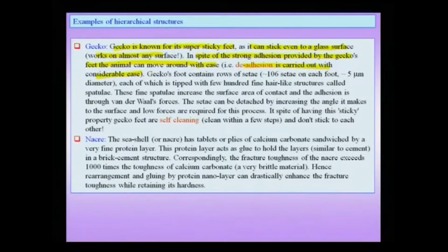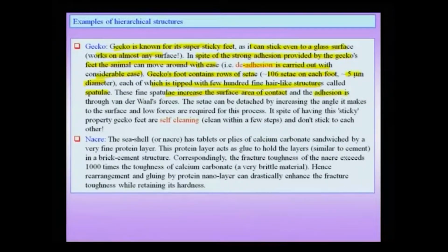This is done by the gecko's feet, which consist of setae, about 10^6 setae on each foot, and each one of these is 5 micrometers in diameter. These setae are tipped with a few hundred fine hair-like structures called spatulae. So, here we have a hierarchical construction of the feet consisting of setae, setae consisting of spatulae, and the spatulae increase the surface area of contact. In other words, even though my apparent surface area remains constant, the effective surface area is increased considerably by the presence of these fine hair-like spatulae.